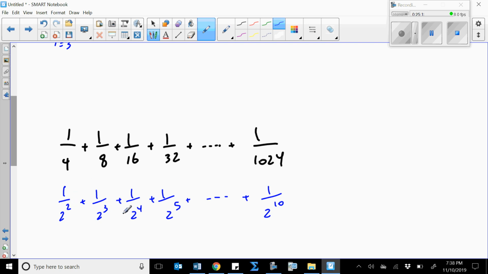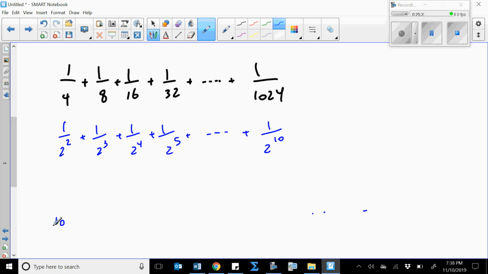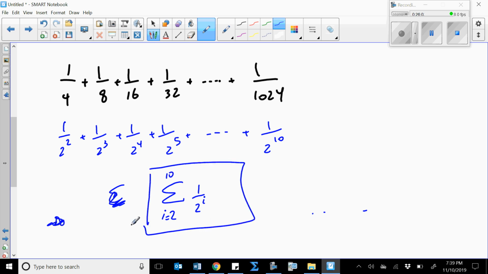So I can count the power as my counter, and then the constant term will be each term of my sequence. So I can write it in this form. Sigma, let me write it better. Sigma of 1 over 2 to the power of i, because this i is the power which is changing. So you choose the value which is changing as the i, as the number of the term. So i starts from 2 because the first term is 2 and ends at 10. So this will be the sigma notation of this series.